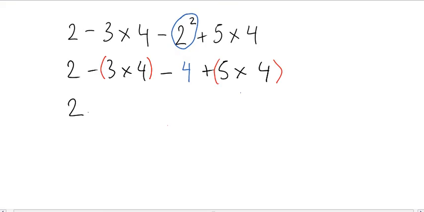So that's 2 minus 3 times 4, that's 12, minus 4, plus 5 times 4, and that's 20. And now we have addition and subtraction. We're going to solve it from left to right because we don't want to get confused. So we have 2 minus 12, and that's negative 10. So far we have negative 10. Minus 4, it's negative 14, plus 20, and that's 6. So it is equal to 6. And this is our answer.